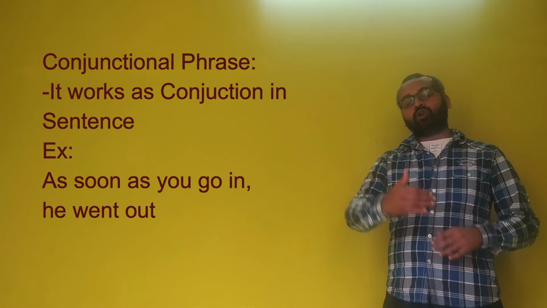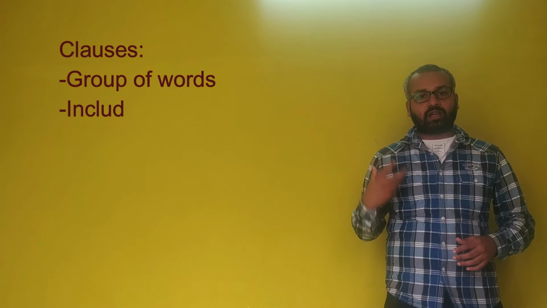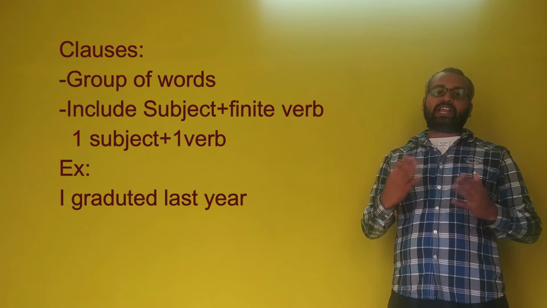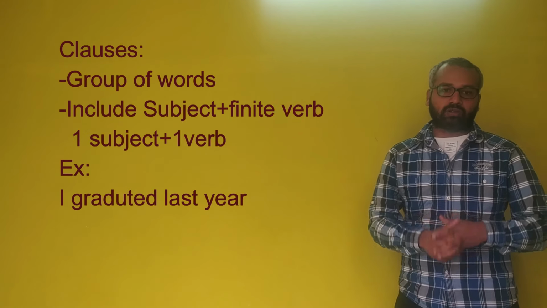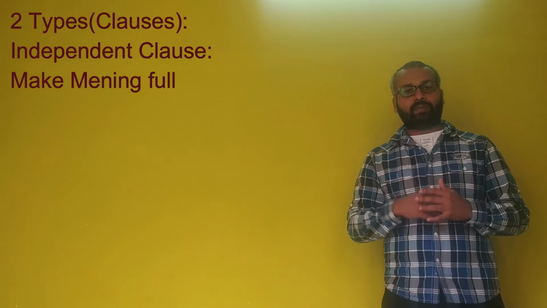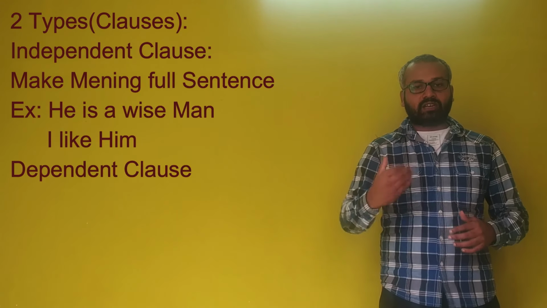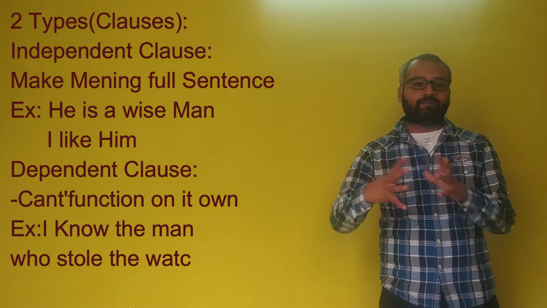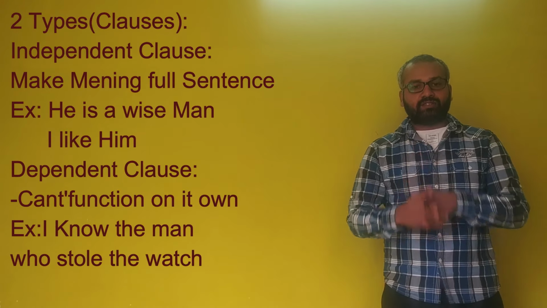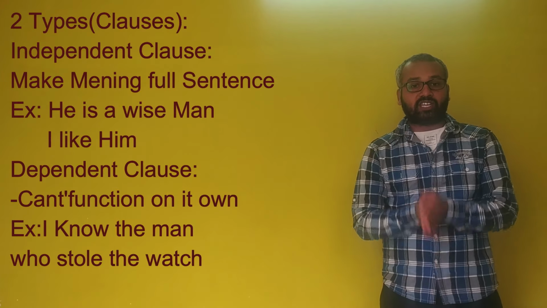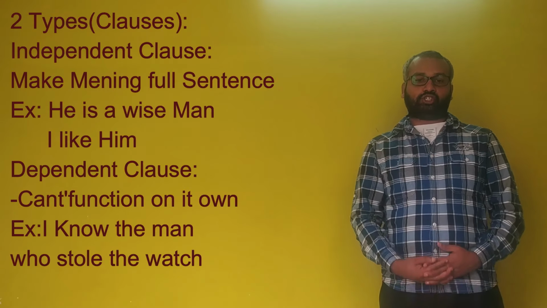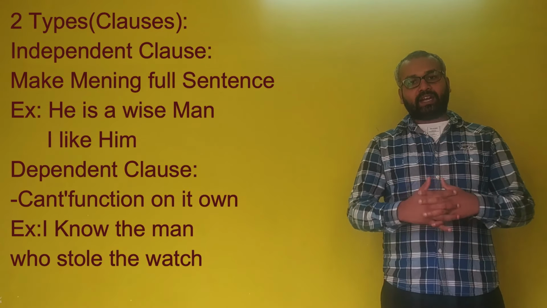So now we move to another topic, which is the clause. A clause includes one subject and a finite verb. I graduated last year. We consider this a clause. There are majorly two types of clauses: dependent clause and independent clause. An independent clause functions on its own and makes a meaningful sentence. He is a wise man. I like him. So this we consider an independent clause. And a dependent clause cannot function on its own. I know him who stole the watch. This is a dependent clause.